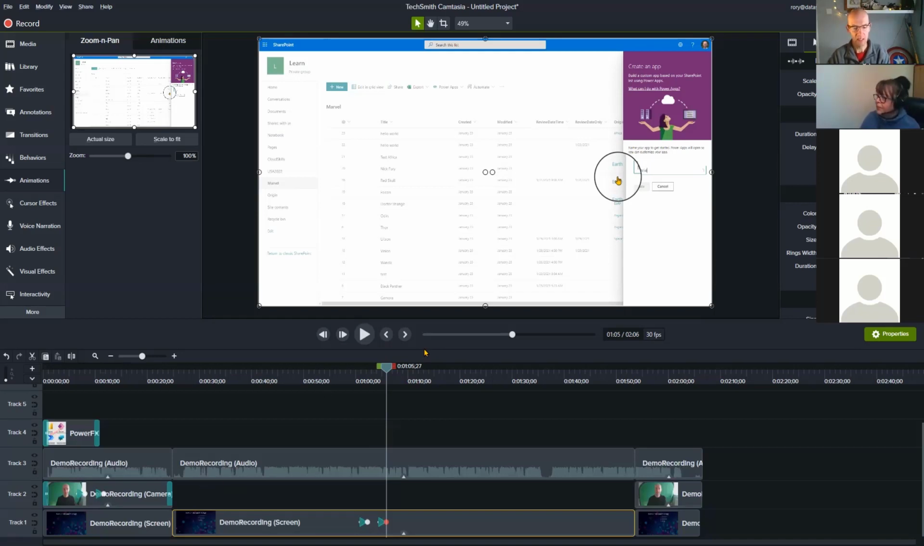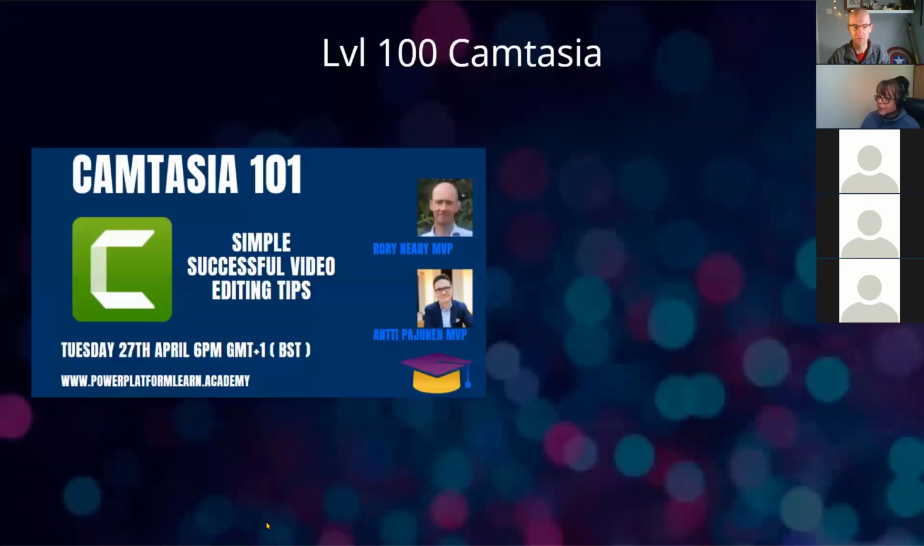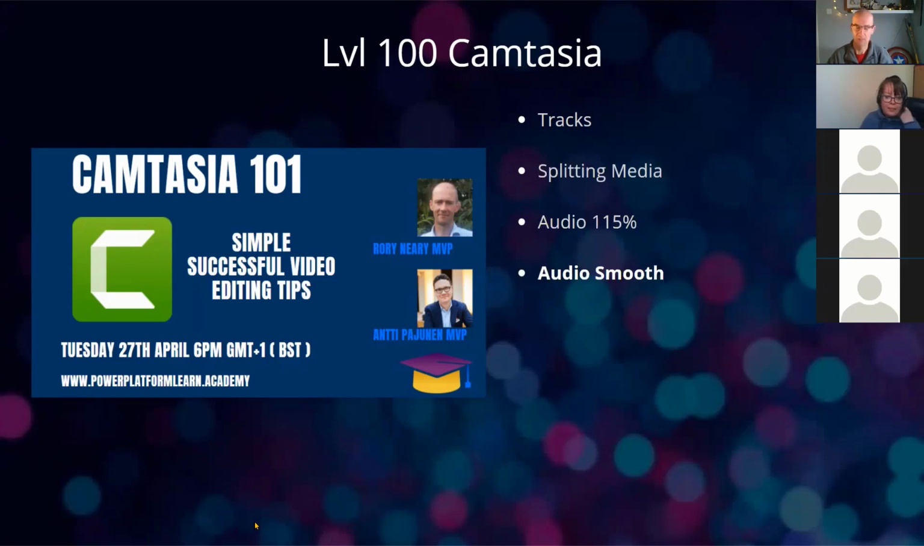So if it's okay, I'm going to do a little wrap up of the session. So we covered tracks. Now bear in mind with tracks, the track that is at the top is more important than the track at the bottom. By that, I mean that the image precedes everything else. So that's how to read it. We saw splitting media. We did the split all. We did the audio to 115%. We smoothed the audio so that I didn't shout or was too quiet. We did the audio noise and made it 7. We used favorites, which were really, really important.